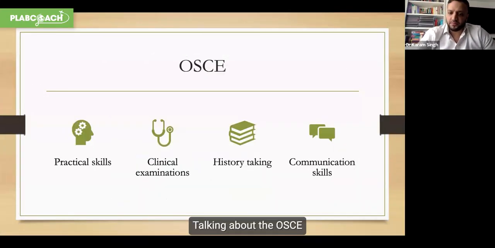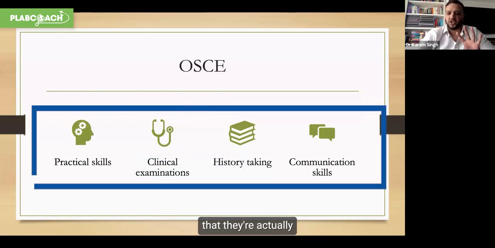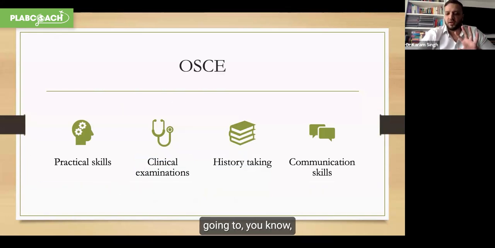Talking about the OSCE, the practical skills are broken down into 4 things that they're realistically going to test you on: practical skills, clinical examinations, history taking, and communication skills. Now, there are 12 stations that they're actively going to mark you on in the OSCE. 6 of those will be history taking and communication skills. 6 of those will be practical skills and clinical examinations.